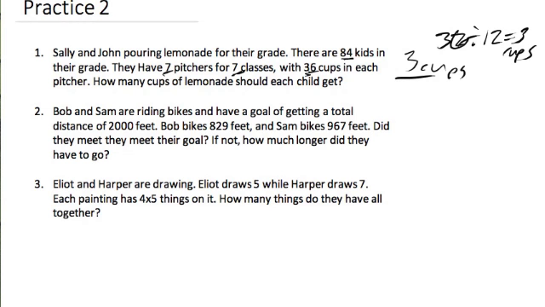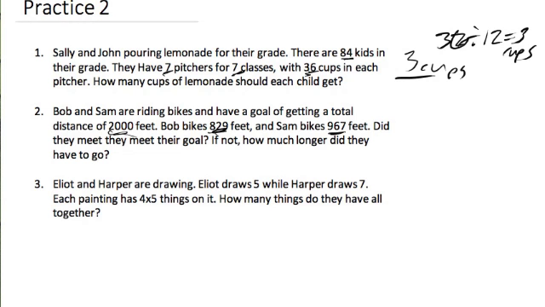For the second problem of the practice 2, Bob and Sam are riding bikes and have a goal of a total distance of 2,000 feet. Bob bikes 829 feet, while Sam bikes 967 feet. Did they meet their goal? If not, how much longer do they have to go?